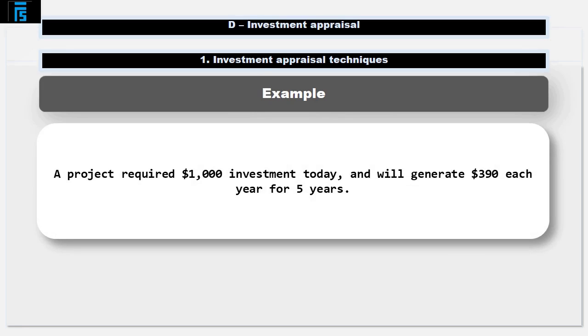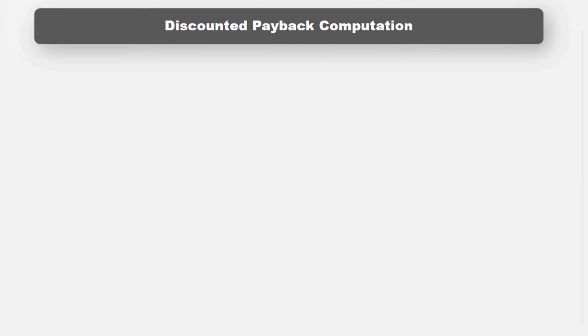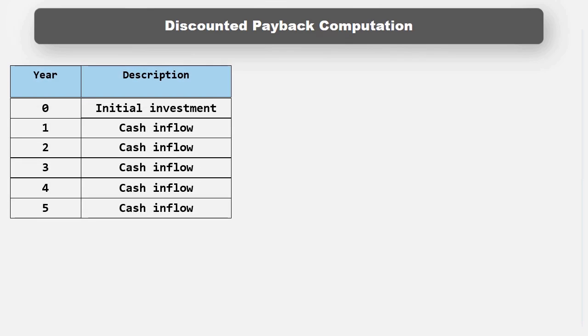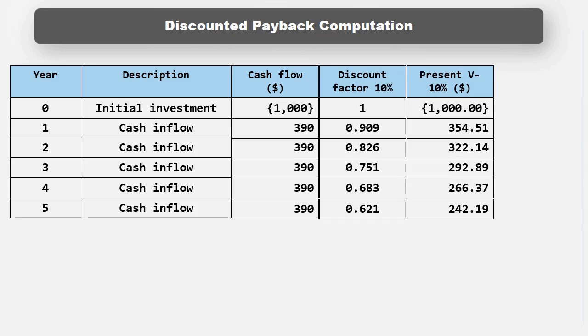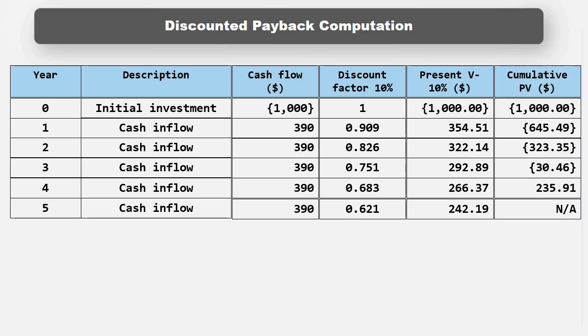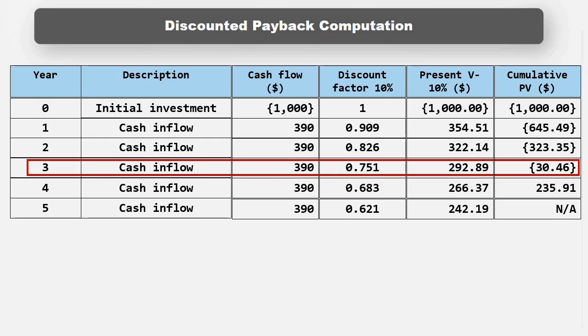For example, suppose a project requires $1,000 investment today and will generate $390 each year for 5 years. The discounted payback period would be calculated as follows: time, cash flow, discount factor, multiply the discount factor by the cash flow to give present value, and work out the cumulative present value as it builds up over time. We can see in this example that the discounted payback period is approximately a little over 3 years.